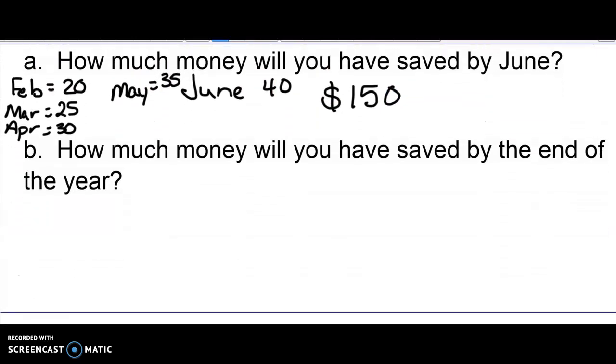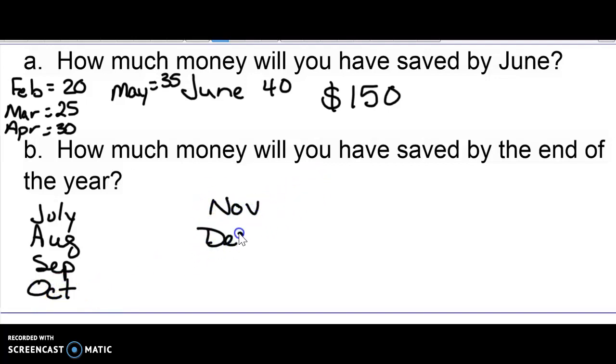Now, how much money would you have saved by the end of the year? So we would have to go through July, August, September, October, November, and December. Well, if I start counting 1, 2, 3, 4, 5, 6, 7, 8, 9, 10, 11, that means that I would have saved for 11 months. So my end value is going to be 11.